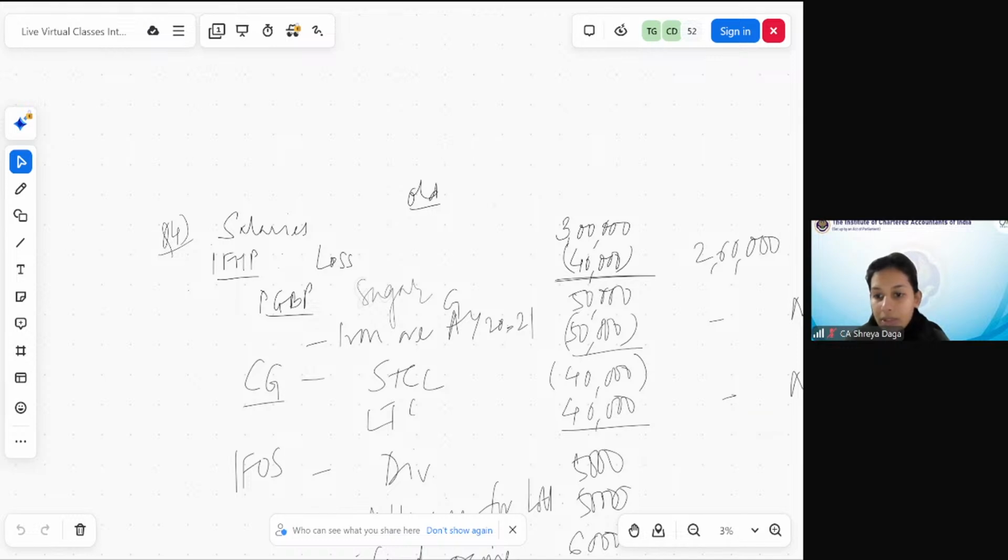Iron ore loss can be set off against FD and dividend. But sir, if it were of the current year, it could have been done. But it is brought forward. Brought forward losses cannot be set off inter-head generally. Clear?